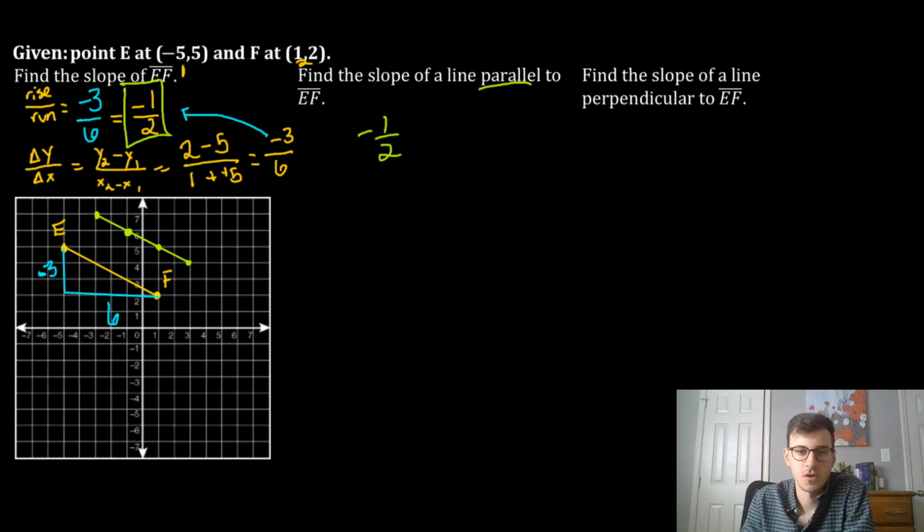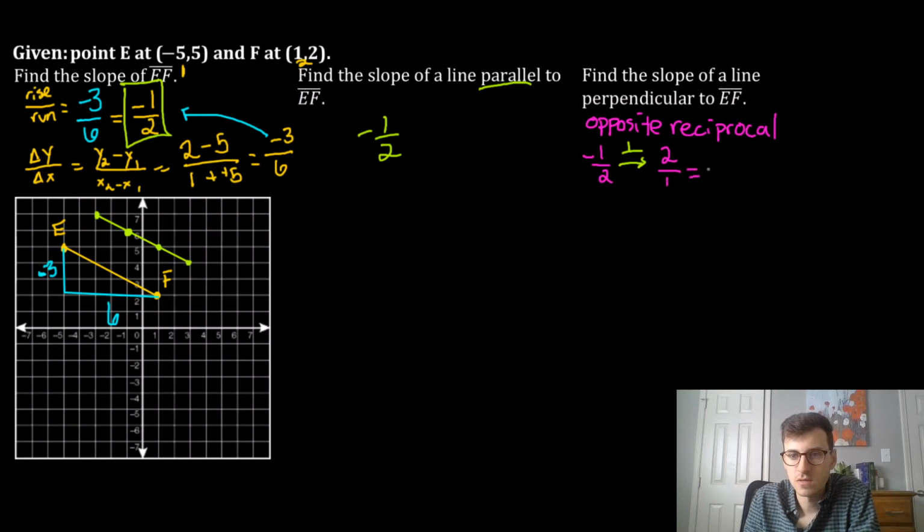What about a line perpendicular? Well, remember, perpendicular lines, that's the opposite reciprocal. So if I have -1/2, finding the line that's perpendicular to that, the opposite is +1/2, and the reciprocal is 2/1. And 2/1 is 2. Pretty cool, right? So the opposite reciprocal is 2.